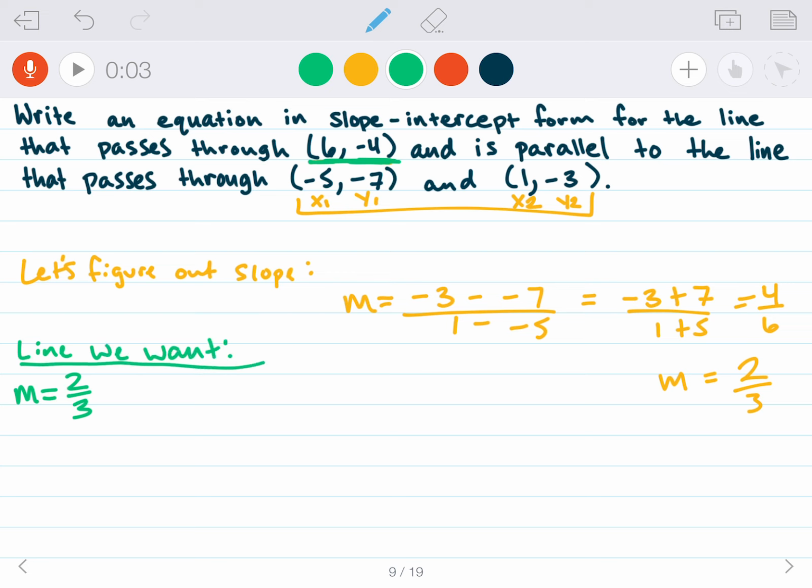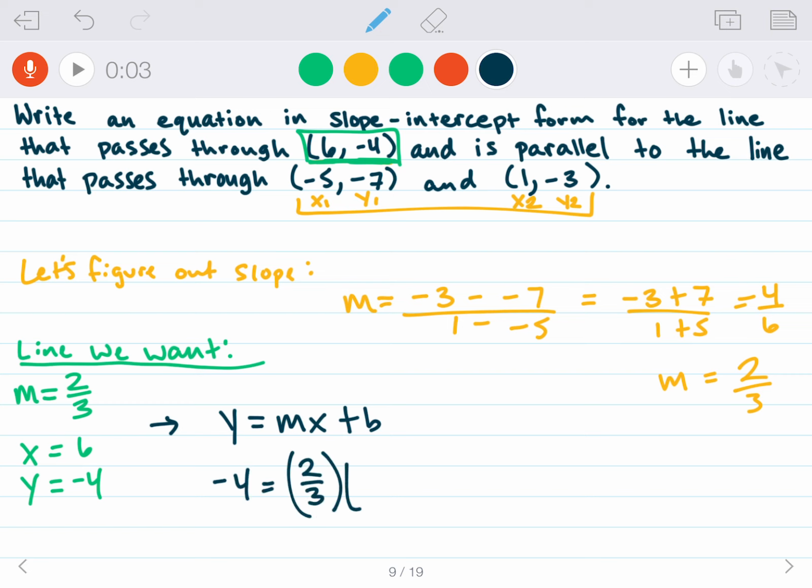So the line that we're interested in has a slope of 2 over 3, and it passes through this point up here. So we know that x is 6 and y is negative 4. Let's go ahead and use that information to solve for b. Our generic equation is y equals mx plus b. Plugging in y is negative 4, m is 2 over 3, and x is 6, we can easily solve for b.